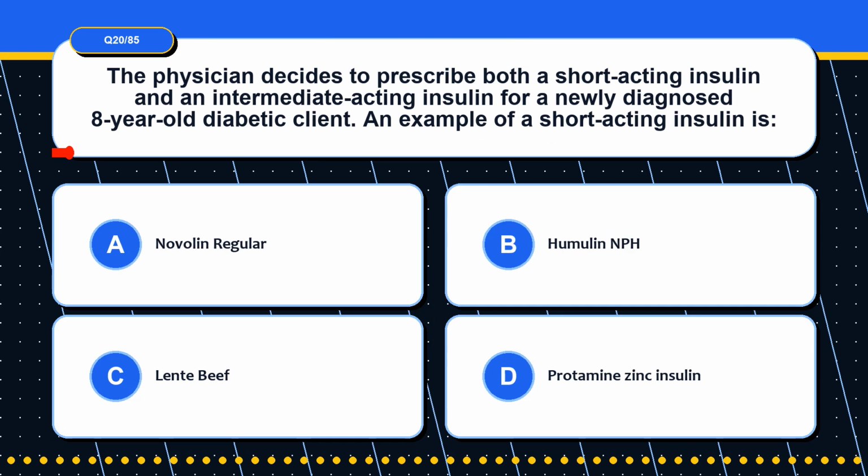Question 20. The physician decides to prescribe both a short-acting insulin and an intermediate-acting insulin for a newly diagnosed 8-year-old diabetic client. An example of a short-acting insulin is, here are the options. Option A: Novolin Regular. Option B: Humulin NPH. Option C: Lente Beef. Option D: Protamine Zinc Insulin.